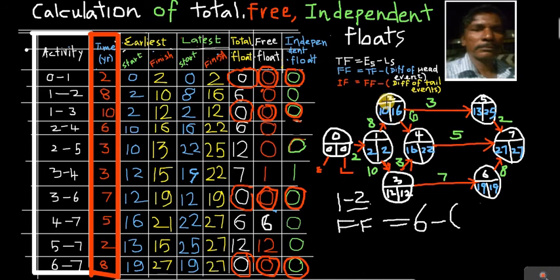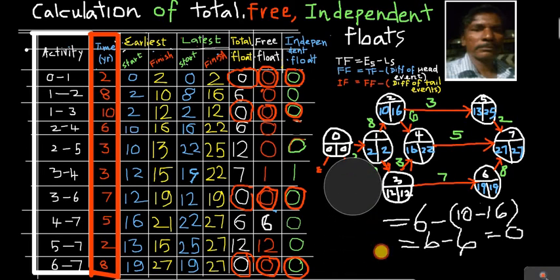The difference of this is 10 minus 16. So you only have to see the difference, don't see the sign. So 16, the difference is 6. So 6 minus 6 equals 0. So this is the 0 that we have here. Okay, free float is 0. So like this, we can calculate free float for each and every activity.